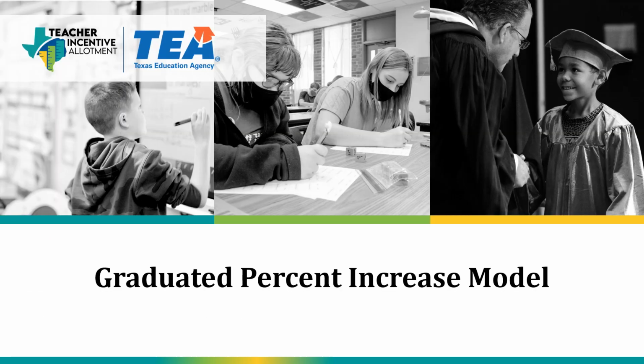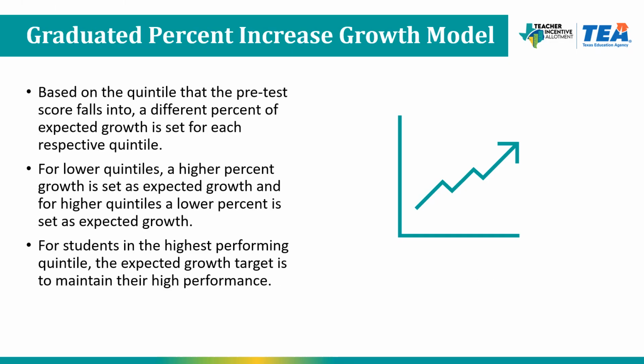Let's begin with the graduated percent increase model. The graduated percent increase model is based on the quintile that the pretest score falls into. A different percent of expected growth is set for each quintile. With this model, when a student is placed into a lower quintile, they will be expected to show more growth as opposed to a student who starts the year in a higher quintile.